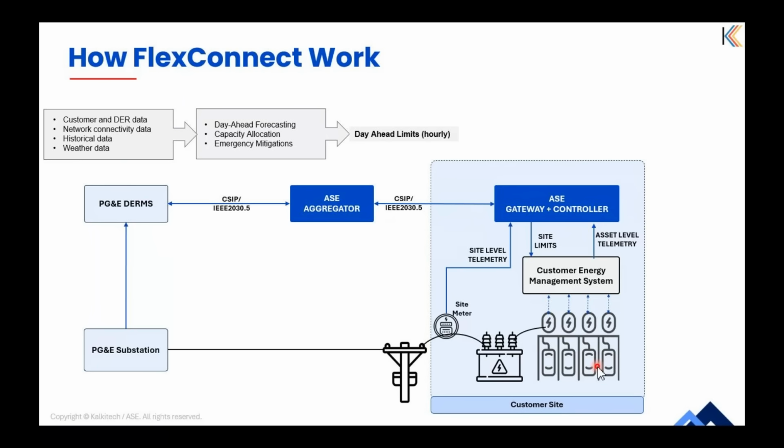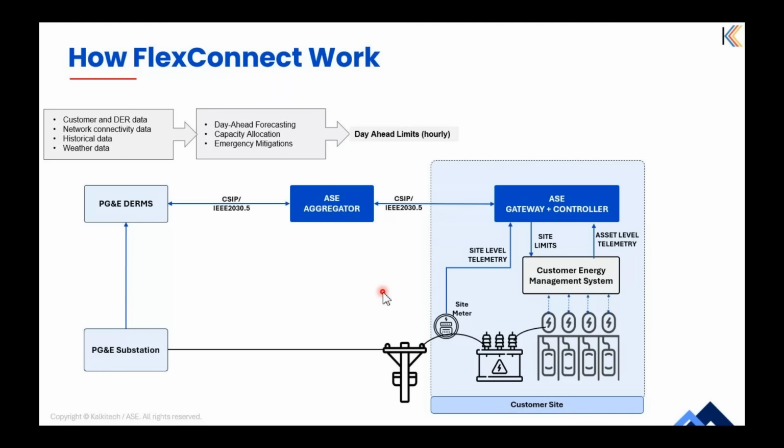Looking inside the customer site, you can see the ASC gateway and controller plays a crucial role. It receives the operating limits from the aggregator and communicates these site limits to the customer's on-site system. It could be energy management systems, or it could be directly DER inverters or battery controllers. Importantly, our gateway also handles the telemetry, collecting the real-time data from the site meter and potentially individual assets, and sends this operational data back upstream for monitoring and verification by the DERMS.